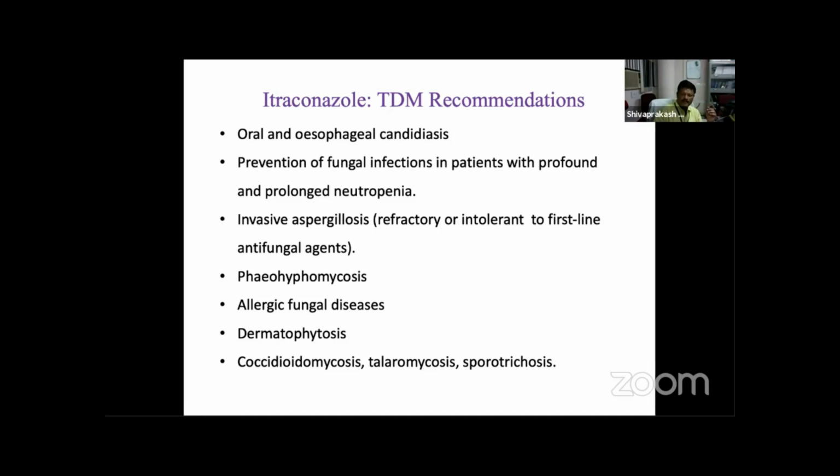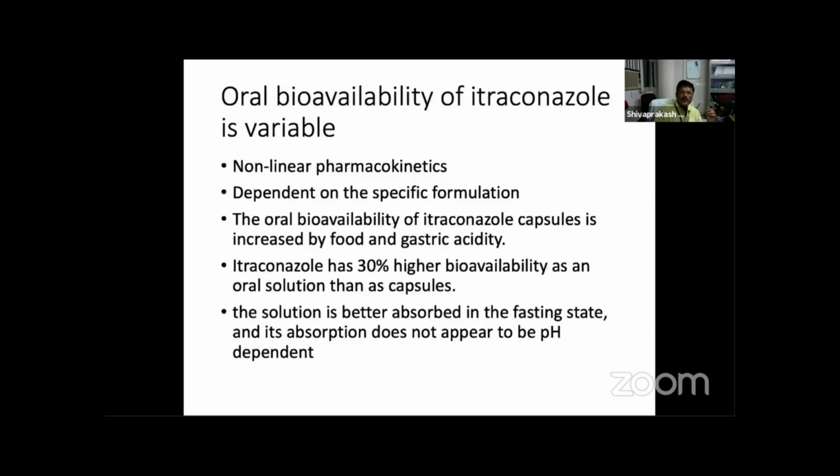So we should have a method for this one, but unfortunately you have many issues with the bioavailability of this one because of non-linear pharmacokinetics, and the formulation is very important. For example, if you have a capsule formulation, then bioavailability is really very less. If you have a solution, but solution is rarely available in India, it has a 30% higher bioavailability, and also it does not interfere much with pH.